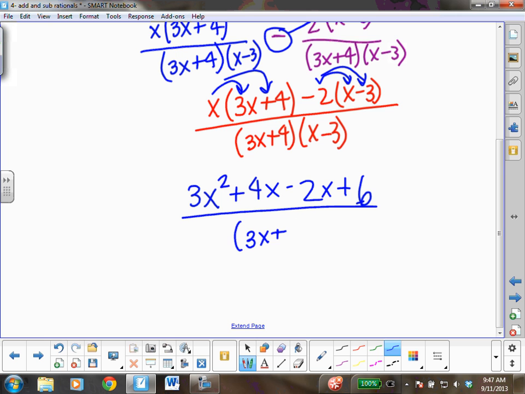Don't forget to copy down your denominator again, even though it doesn't change. Now on the top of this fraction, I'm going to combine my terms. So I have the positive 4x and negative 2x, which will make positive 2x.